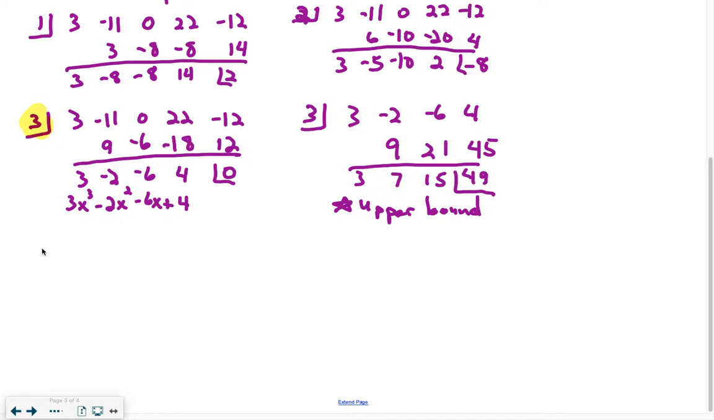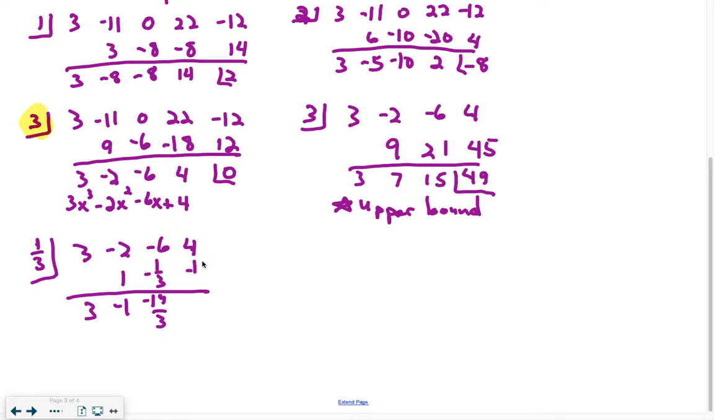And again, I'm using the coefficients of my depressed polynomial here. So 3, negative 2, negative 6, and 4. Bring the 3 down, multiply, add, multiply, add. So that would be negative 19 thirds, multiply. And this is definitely not going to get us anything. So that would be 5/6. All right. No information there. 1/3 is not a root. So let's try 2/3.